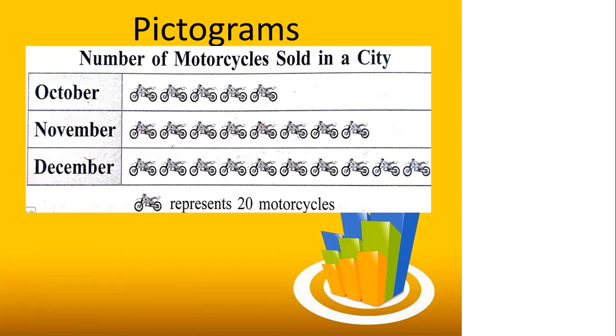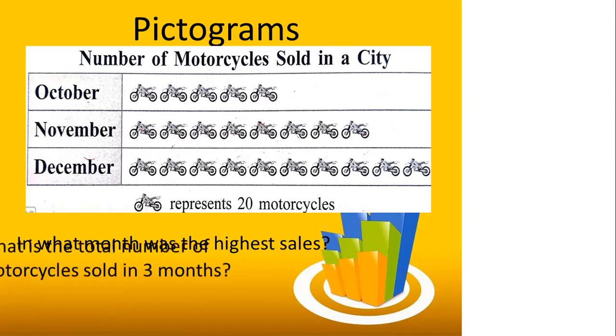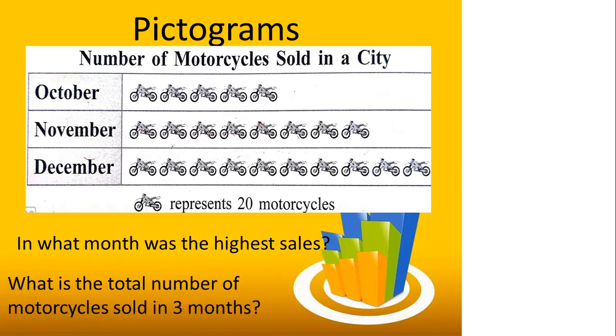All right. Okay, Akira, since you talk, in what month was the highest sales based on the pictogram? In what month was the highest in sales? December, all right? So correct. December has the highest number of sales, maybe because there are many bonus. Okay. Next question. What is the total number of motorcycles sold in 3 months?